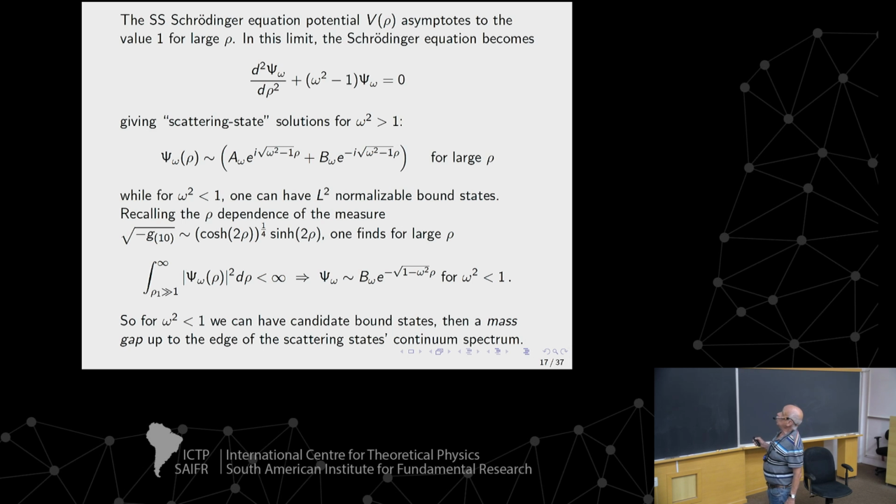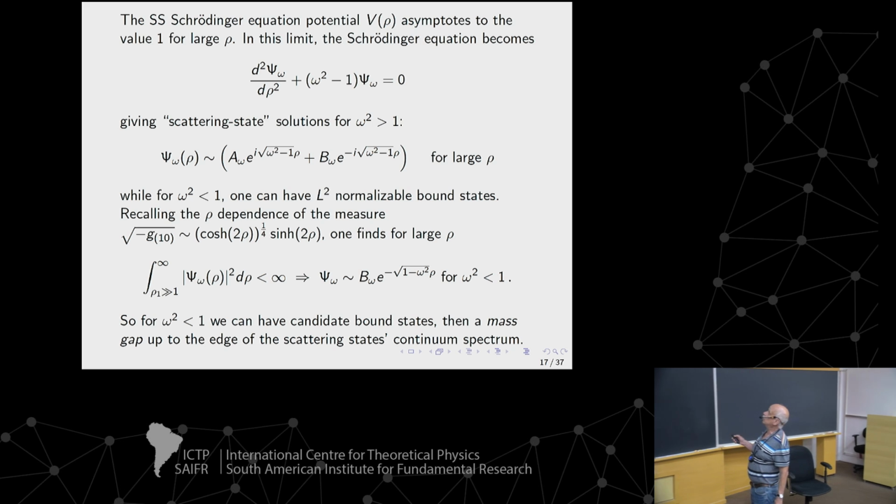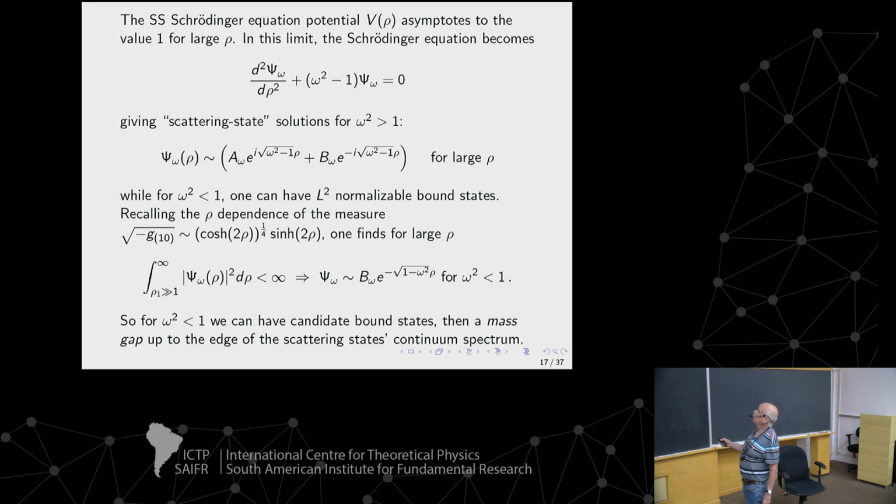If you look at large rho, you can see that the equation limits to this. And you can see, of course, there's going to be a continuum, which we'll call scattering states, for omega squared greater than 1. And here then are the scattering states, standard e to the i and e to the minus i extensions, solutions for this again for the large rho dependence. For omega squared less than 1, there can be an L2 normalizable bound state.